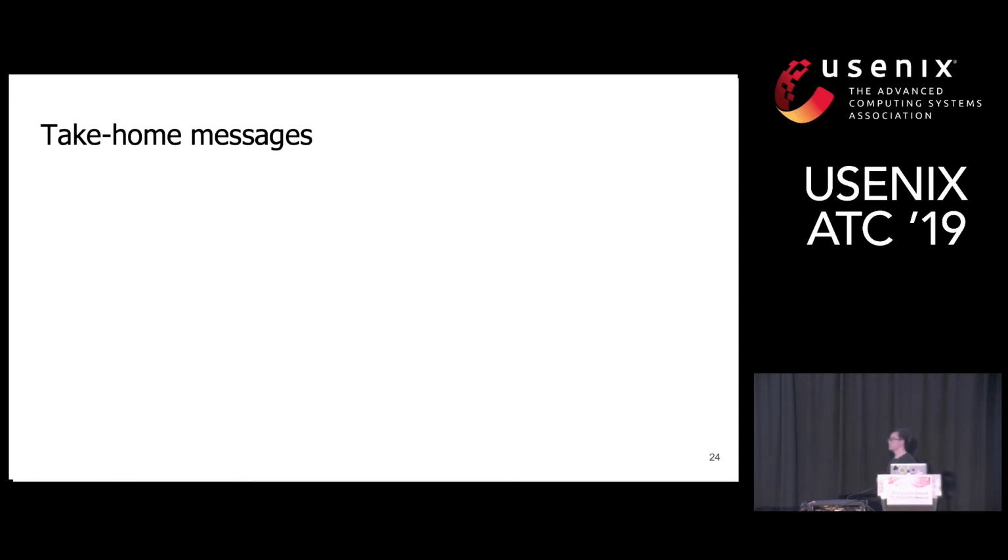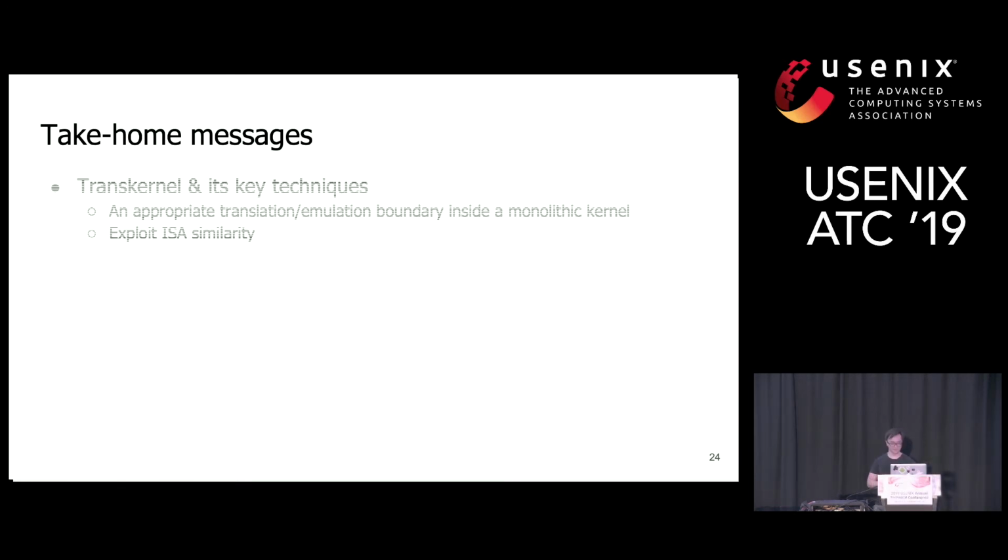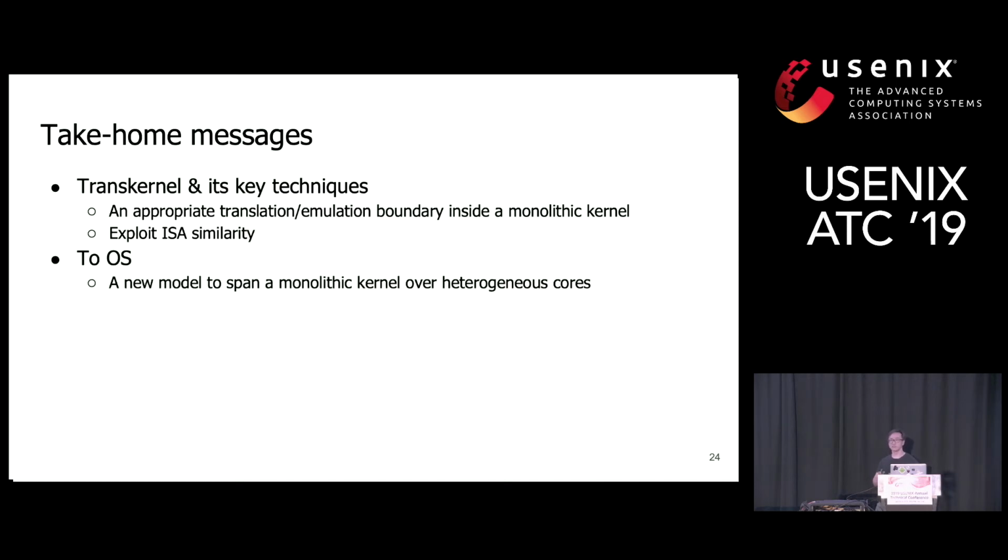So to conclude, some takeaway messages. Arc and Transkernel is a novel OS model. It features two key techniques: dynamic binary translation, and identifying the appropriate translation versus emulation boundary in a monolithic kernel. To operating systems, we contributed a new model to span a monolithic kernel across heterogeneous cores.